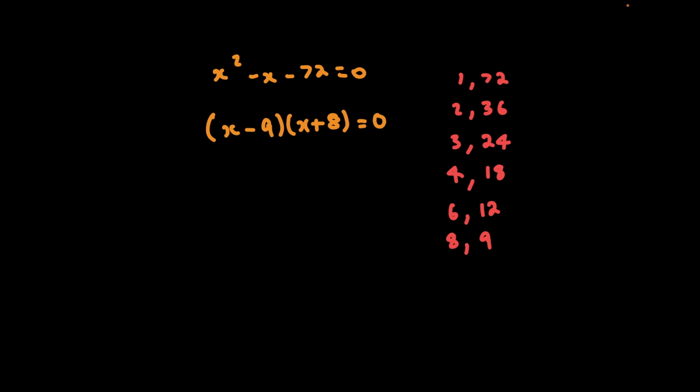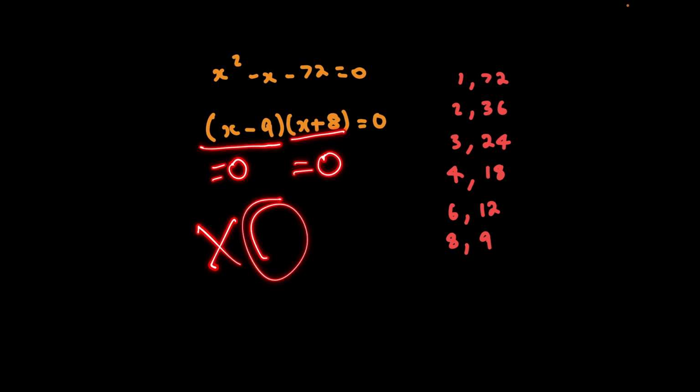Now we can use another rule, which is called the null factor law. Null factor law says if you have two functions that are timesed to each other, that means either this function must equal 0 or this function must equal 0. And the reason for that is the only way you can get to 0 through multiplication is by timesing by 0. Okay?